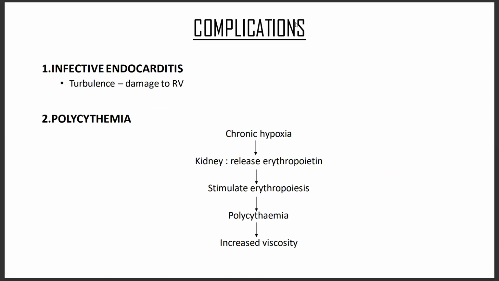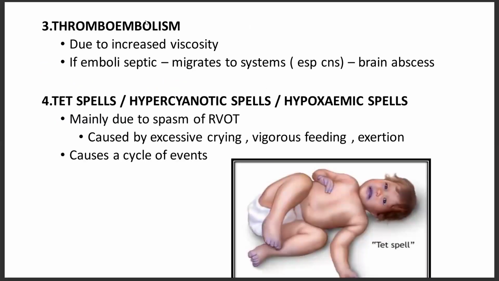Then what are the complications? It is usually asked as a question: what are the complications of tetralogy? Infective endocarditis usually happens as a complication of tetralogy, because of the turbulence that causes damage. Second complication is polycythemia. Because of chronic hypoxemia due to the cyanosis, there will be release of erythropoietin from the kidney that stimulates erythropoiesis, resulting in polycythemia that causes increased viscosity. Because of the increased viscosity, the third complication is thromboembolism. If the emboli is septic, it migrates to the systemic circulation and causes brain abscess.